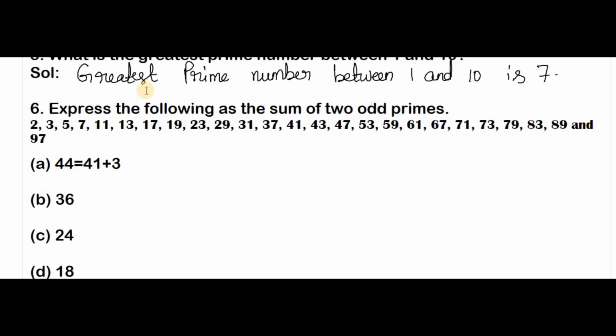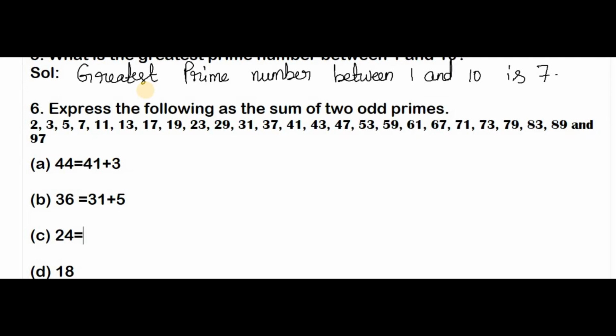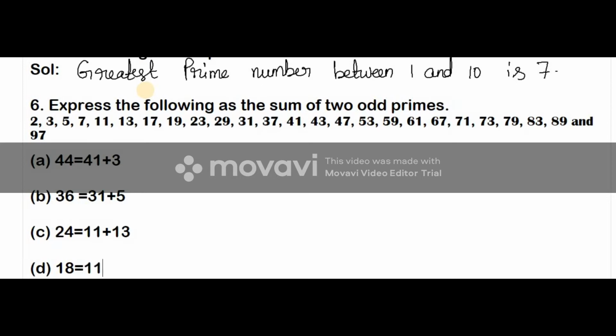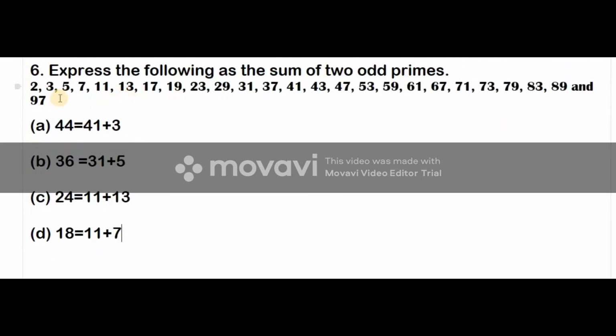Okay, and next for 36, you will add 31 plus 5, you will get 36, and 24 is 11 plus 13, and next is 18. Simple, 11 plus 7. You can add even 13 plus 5 also for 18. I just selected 11 plus 7.